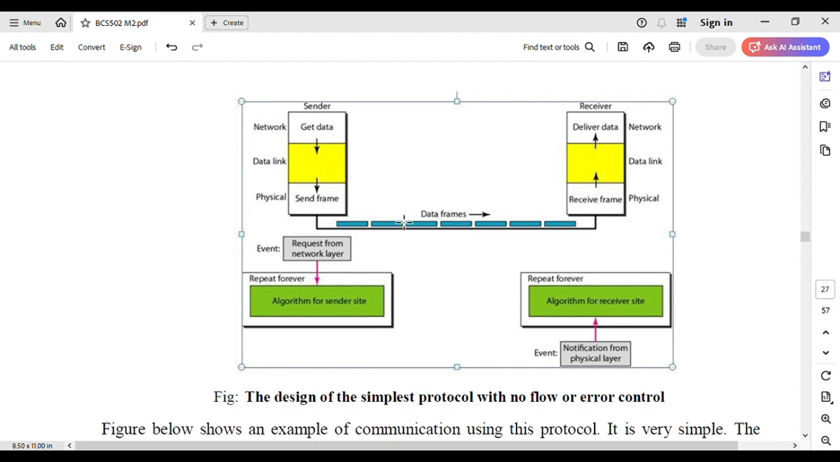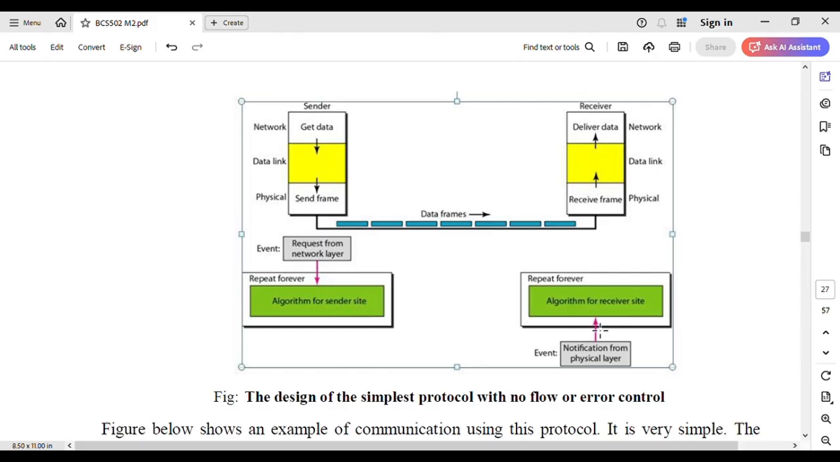So here are some events and actions we need to know. As in automata theory, we must know the states and actions, and for that they have indicated here. The event is a request from the network layer, which means we should get a request or intimation from the network layer, then the corresponding action has to be performed. Here the action is to repeat forever the algorithm for the sender side. Whenever this event occurs, the corresponding algorithm for the sender side is performed. This is what happens on the sender side.